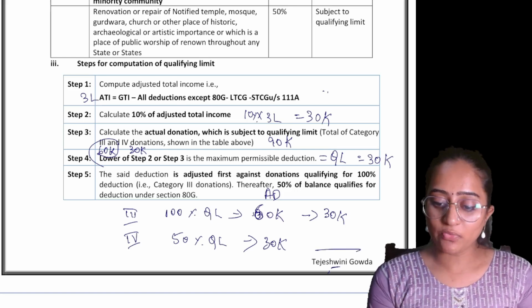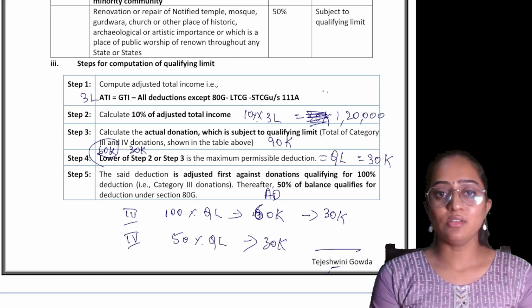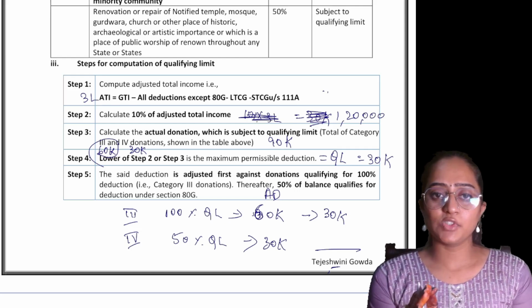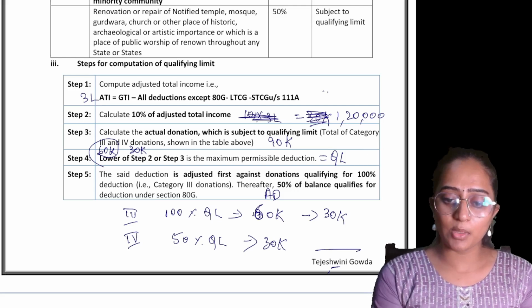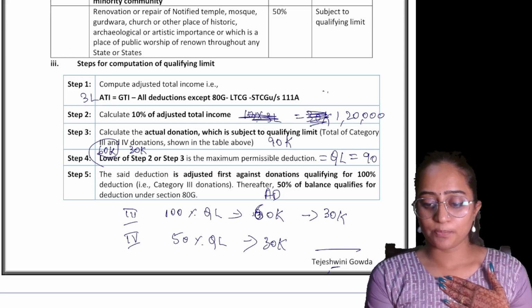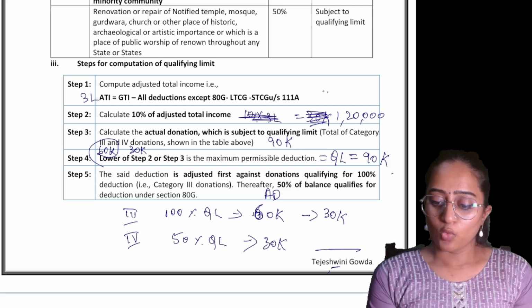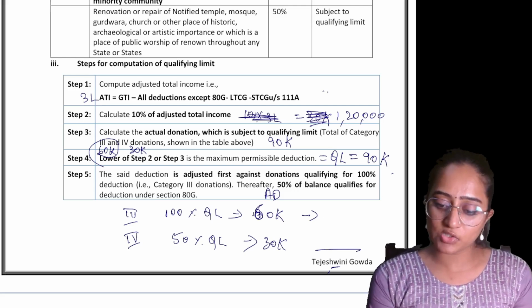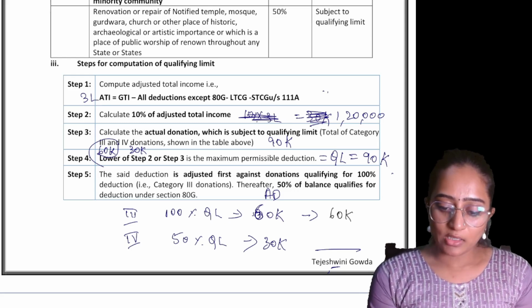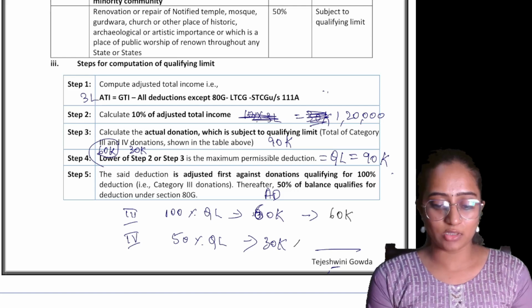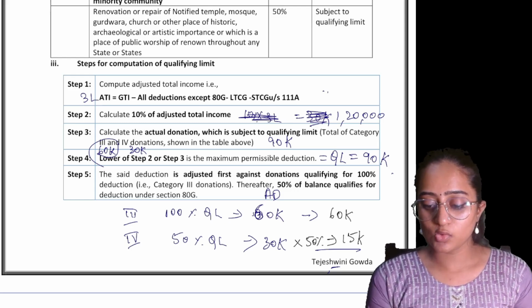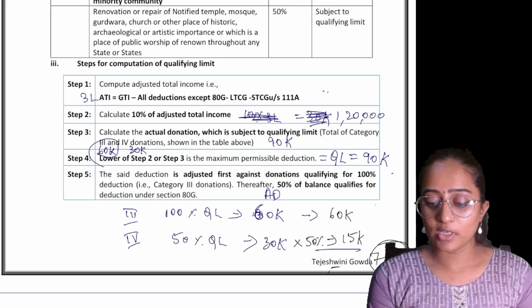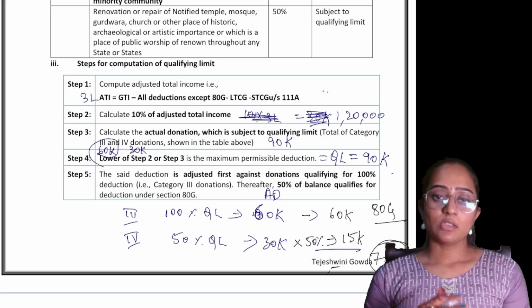Suppose, just as an example, the qualifying limit is 1,20,000. Say 10% of your ATI is 1,20,000 or 90,000, whichever is lower. Then your qualifying limit would have been 90,000. Now, with the actual donation being the same, won't you get the full donation as your deduction? Yes, you will get the entire 60,000. Here, with the qualifying limit of 30,000, you will get that, and out of the rest, only 50% you will be eligible for. That is going to be 15,000. So the total donation eligible for deduction under section 80G would be 75,000.